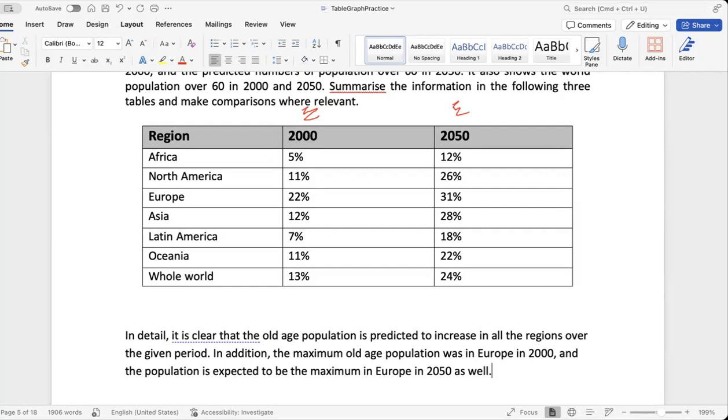Okay, so for me it is a simple logic to tell: a maximum sentence does not contain over the given period. Over the given period is in which sentence?